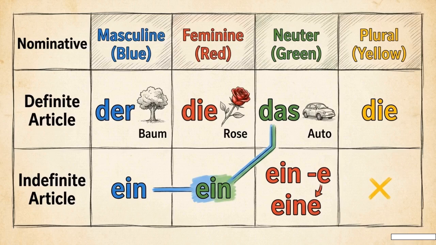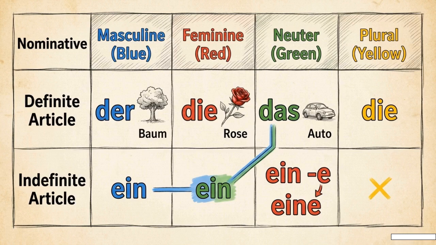To use a noun correctly as a subject, its article must match its gender. This matrix maps the nominative case across 4 categories: masculine, feminine, neuter, and plural. We will track both definite articles, meaning the, and indefinite articles, meaning a or an. We will start with the masculine and neuter columns. The definite articles are different: der for a masculine word, like Baum, and das for neuter.